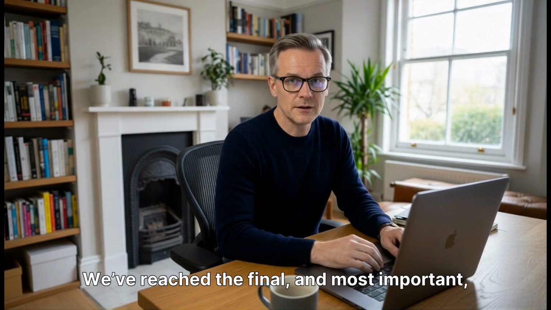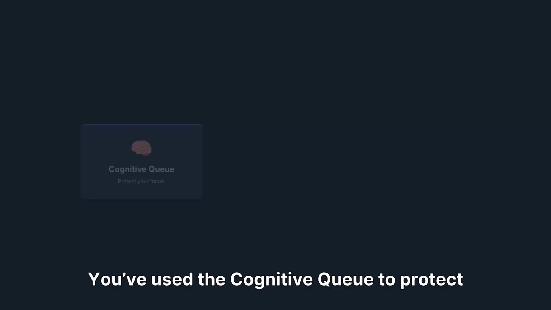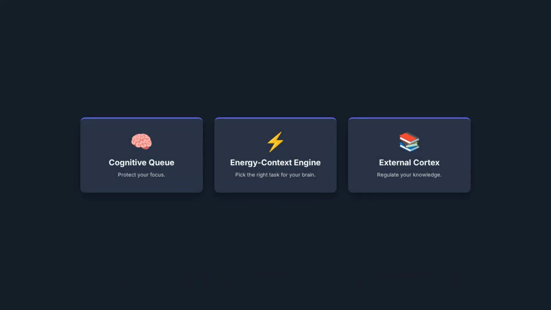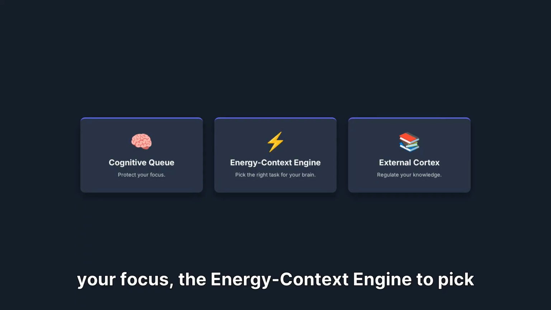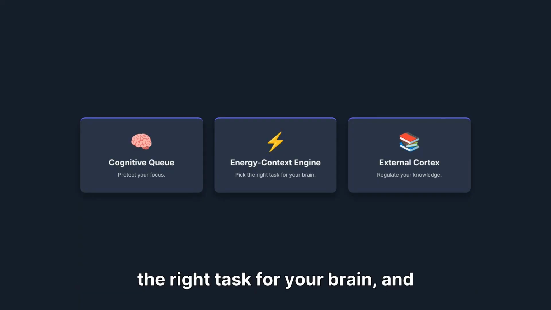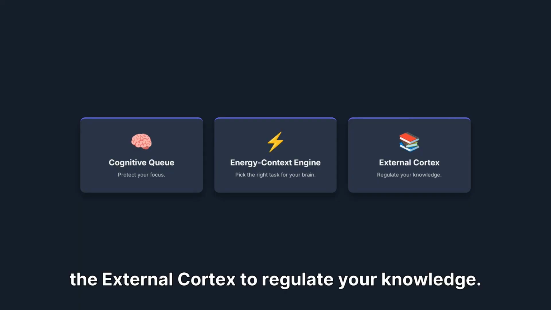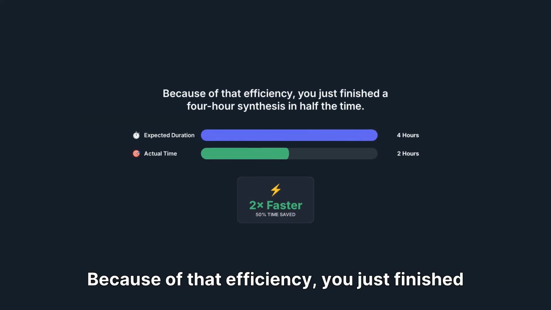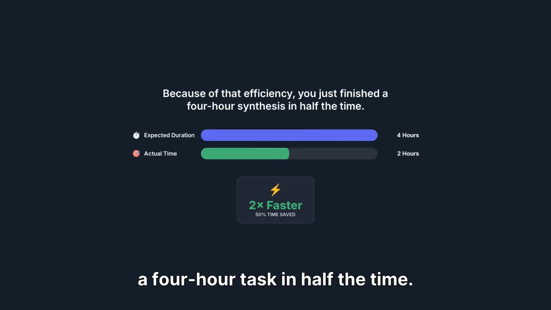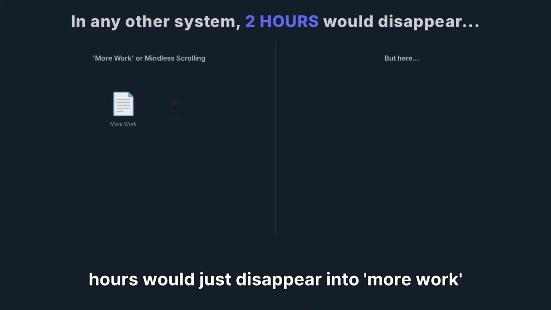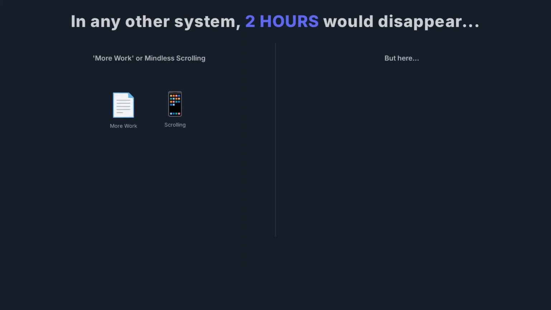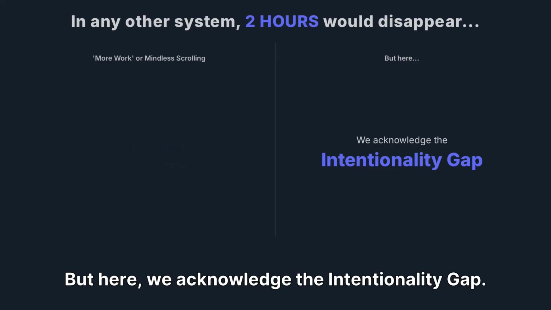We've reached the final and most important step. You've used the cognitive cue to protect your focus, the energy context engine to pick the right task for your brain, and the external cortex to regulate your knowledge. Because of that efficiency, you just finished a 4-hour task in half the time. In any other system, those extra 2 hours would just disappear into more work or mindless scrolling. But here, we acknowledge the intentionality gap.